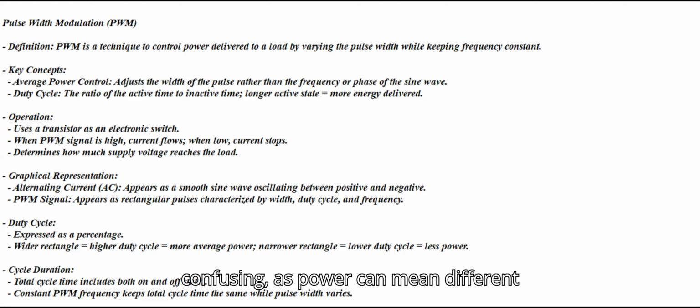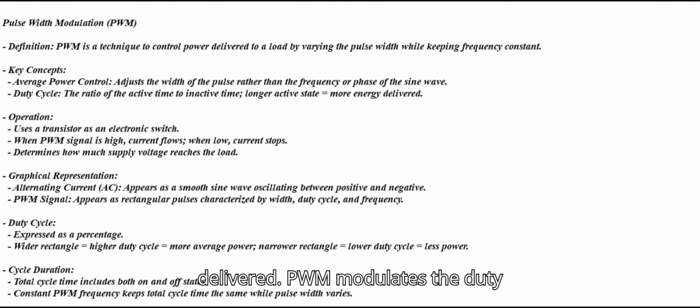This can be confusing, as power can mean different things, such as voltage. That's why it's crucial to understand the vocabulary and the concepts behind these terms, which can deepen your understanding. PWM modulates the duty cycle of the signal. The duty cycle refers to how long the signal stays active compared to how long it is inactive. In computing, for example, PWM controls the amount of power delivered to the load, and the longer the active state, the more energy is delivered.